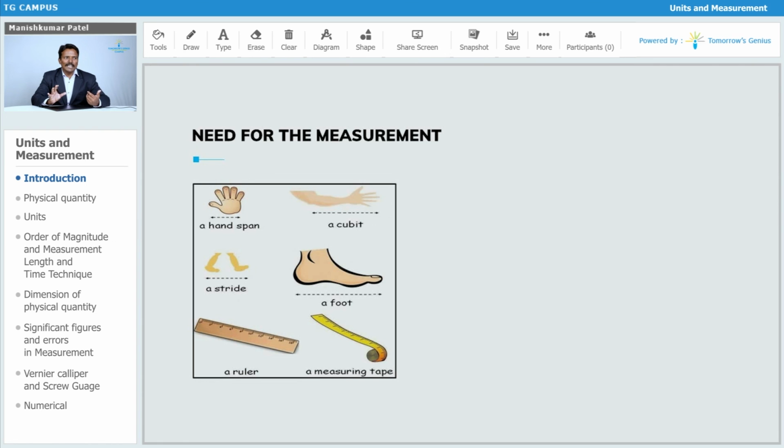Let's say I say that is a hand span, then that is a cubit, or you can say a stride, a foot. All these things I need to measure. Let's say I'm sitting in this room, so definitely there are some dimensions for this room. So there is a need for measurements. While doing construction, we can do that measurement with the help of some standard instruments, let's say a ruler or a measuring tape. We can derive the relations between quantities, and at the same time we need to measure those physical quantities.